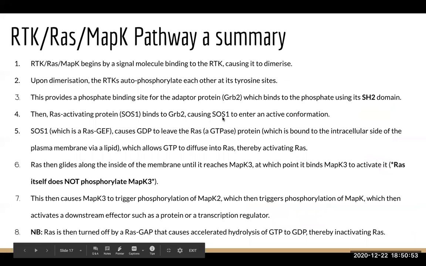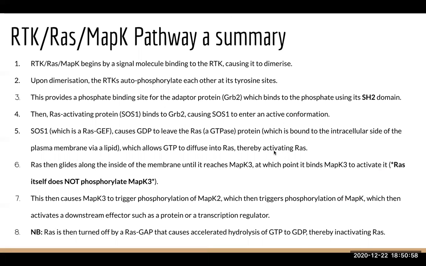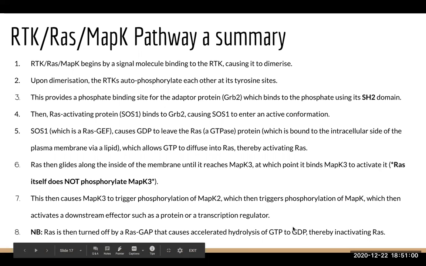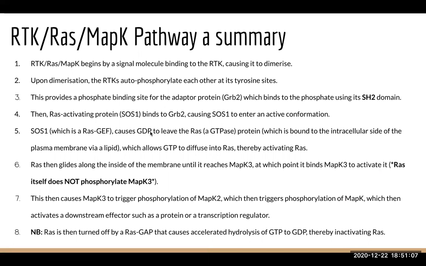And that's basically it with the RAS MAPK pathway. This is just a summary, basically everything I said. So just some main ideas. You have the SH2 domain, SH3 domain, the PXXP motif.